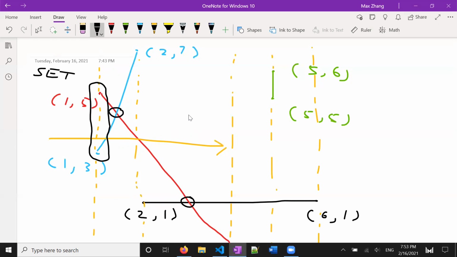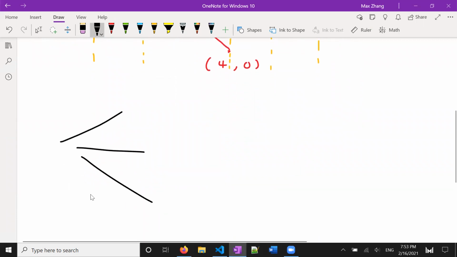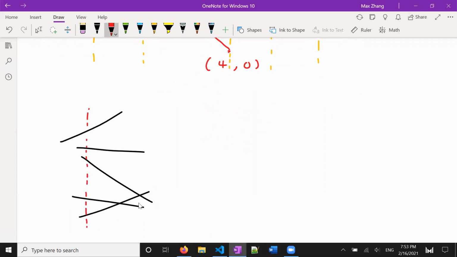So let's clarify that with a bit of a diagram. Say we have a bunch of lines in our set at the current moment. I'm going to draw one here, and I'm going to draw one here. And let's say our line sweep is currently right here. So we have 5 different segments in the set, and they are sorted in Y order.